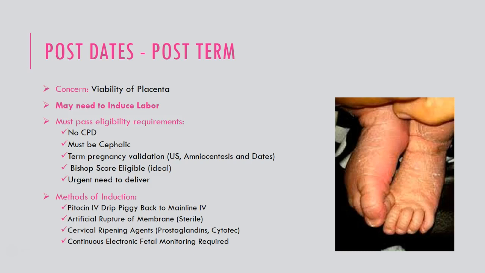So for these people, we might need to induce labor because for whatever reason, their body just hasn't decided to do that yet. However, before we induce labor, remember the eligibility requirements for that. The baby has to be head down. We have to have a term pregnancy, and if we're post-term, we definitely meet that. Bishop score is something that tests cervical ripening.